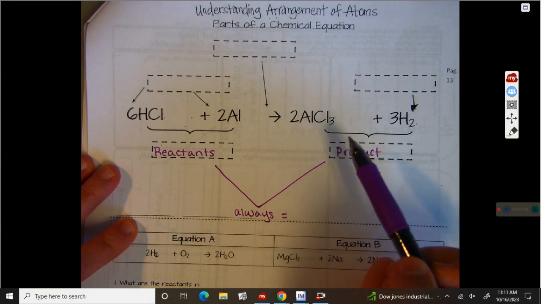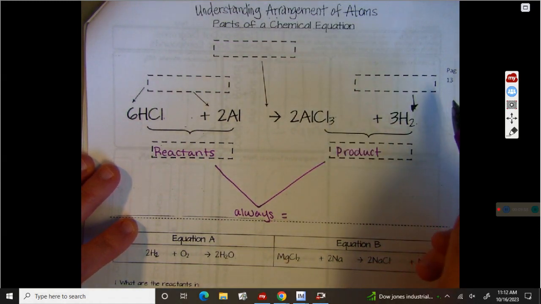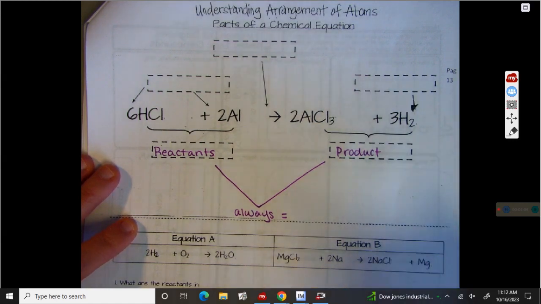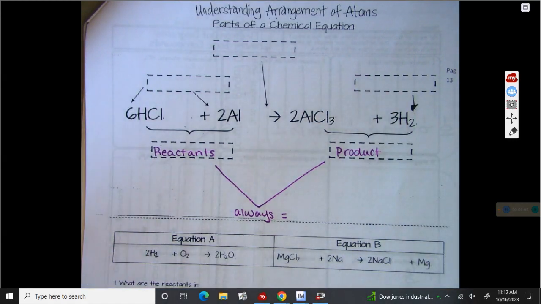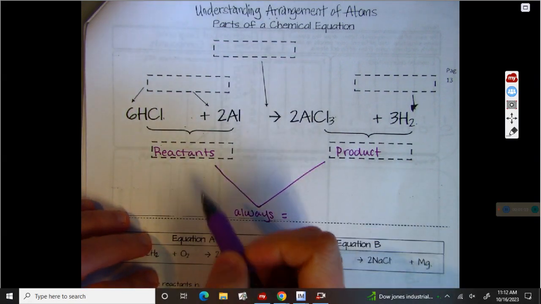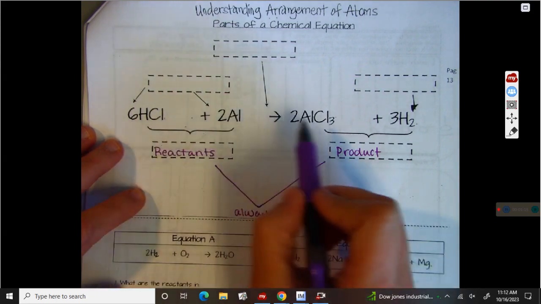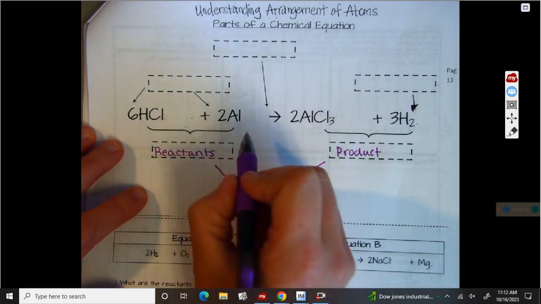Visibly, some of this may be a gas, for example, like hydrogen, and you may see that produced, but you won't exactly be able to weigh out the mass unless you had it contained. But our reactants and our products will always be equal. So it's just how these numbers move around. We're going to talk about these numbers right here.